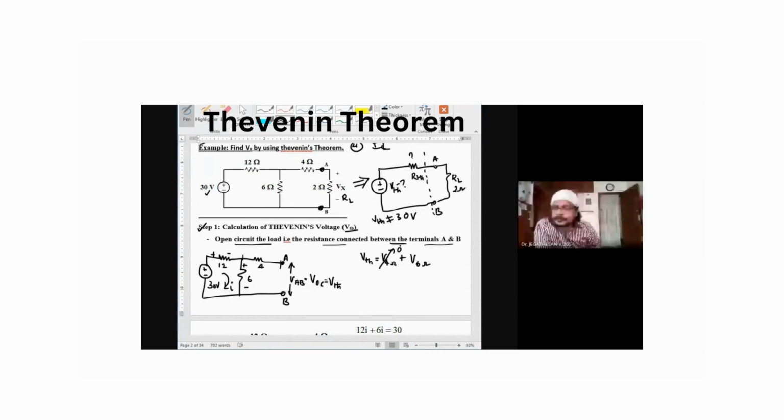Oh, I'll ask one more thing. Why have I taken VTH equal to the voltage across 4 ohm plus the voltage across 6 ohm? Can somebody say?